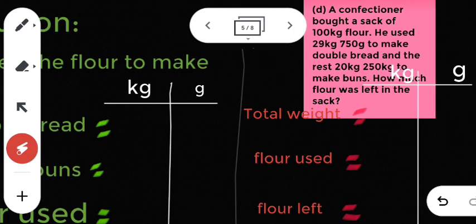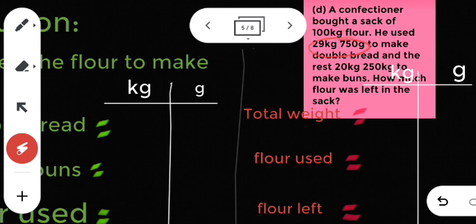So here addition is there. Now you must know which one to add and which one to minus. First you find which is the total amount. Here the confectioner bought 100 kg of flour, so this is the total one. From the total only you are always going to minus. So to find another number to minus, the remaining two you add, that's all. First you find the total. Other than the total, whatever remaining is given, you add it, and that answer you minus from the total amount.